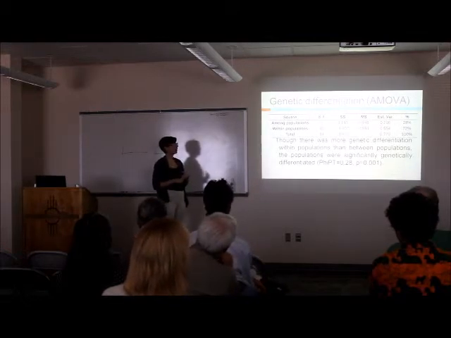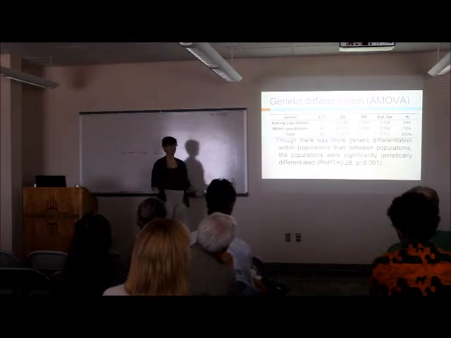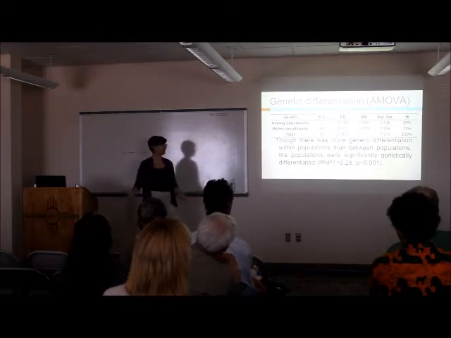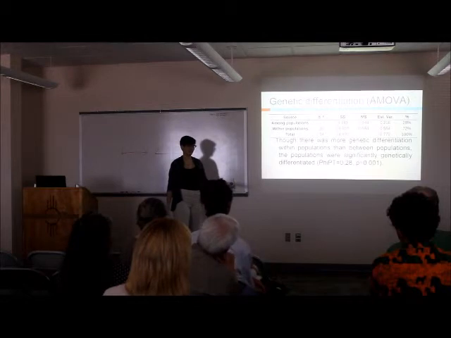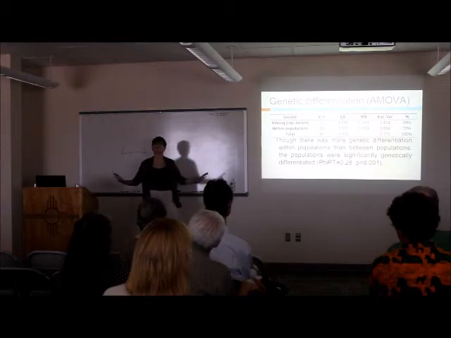there's a calculation called the PhiPT value, which uses both of these numbers in order to quantify how genetically distinct populations are from each other. And this value was significant. So although the populations had a lot of diversity within themselves, overall they were genetically distinct from each other.